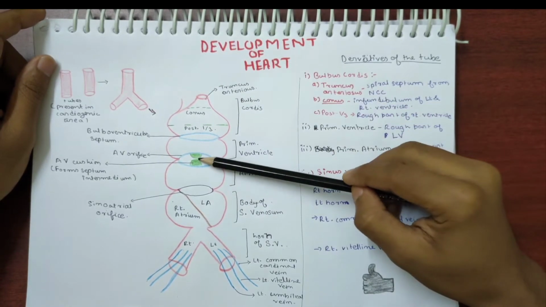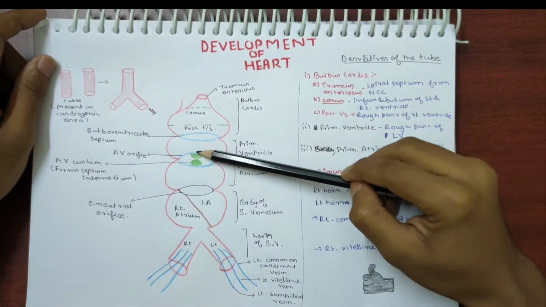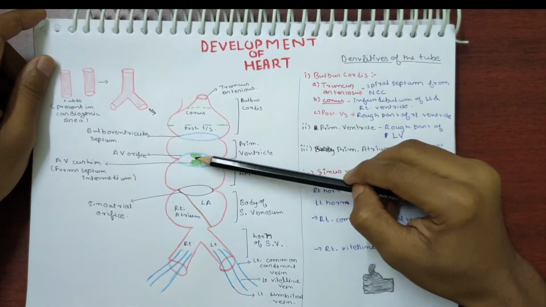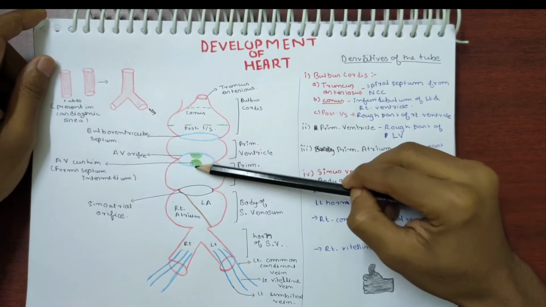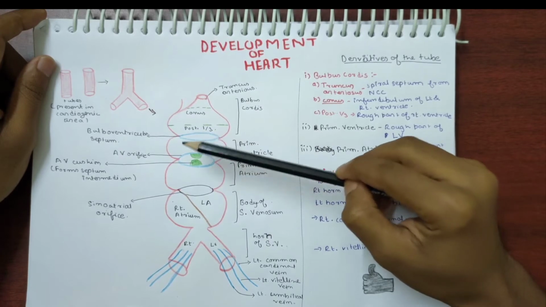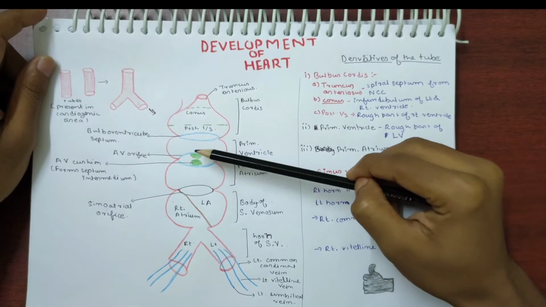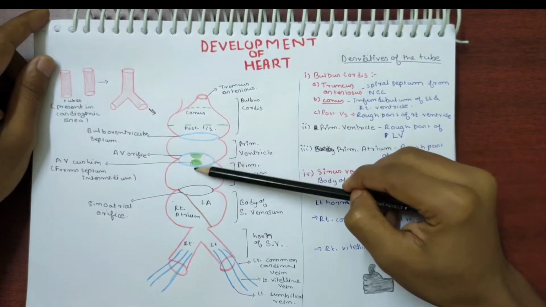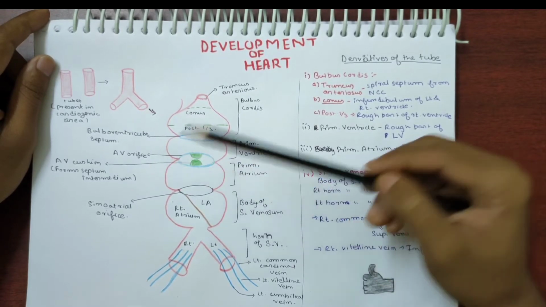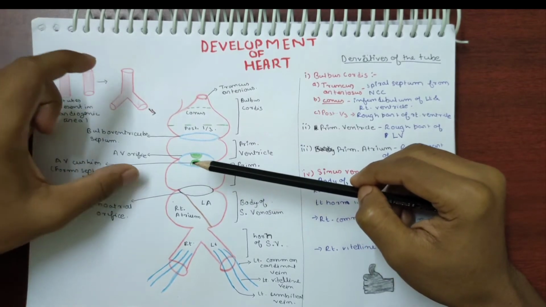Now right here we see the AV orifice, and on the AV orifice there will be development of two cushions. You can see the two cushions here. This may be the ventral cushion or the dorsal cushion, whatever you want to call them. These two cushions will fuse and in future will give rise to the septum intermedium.